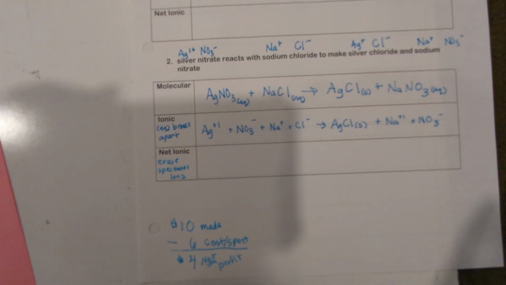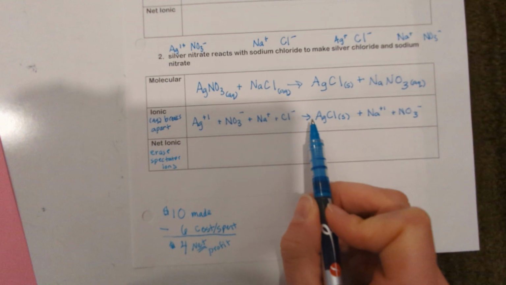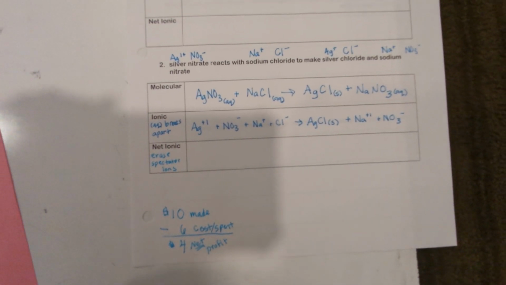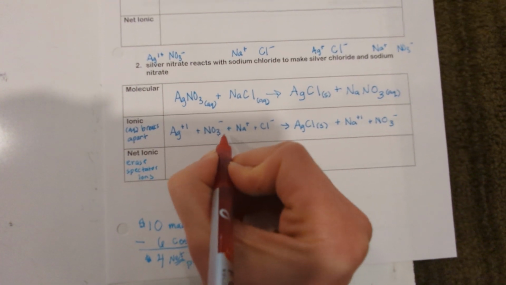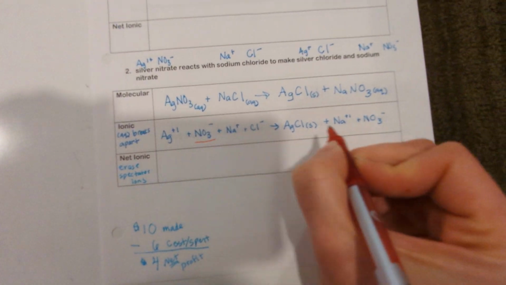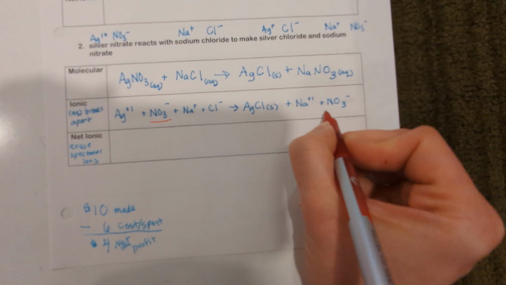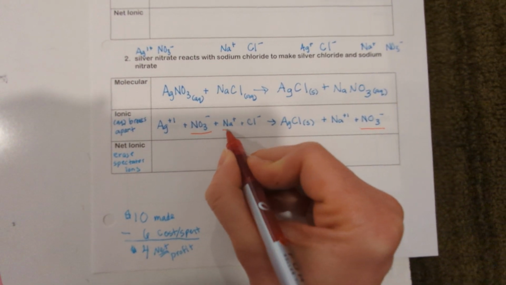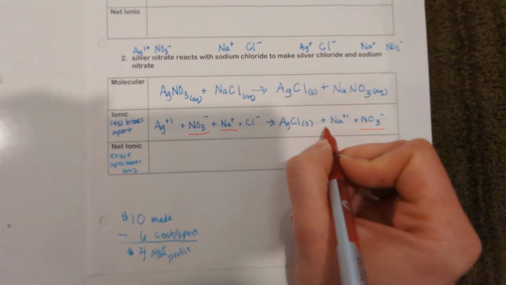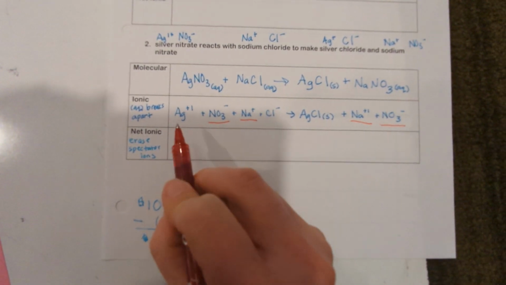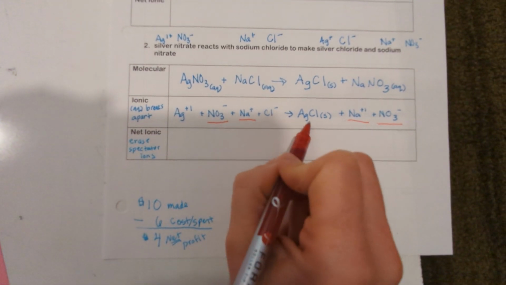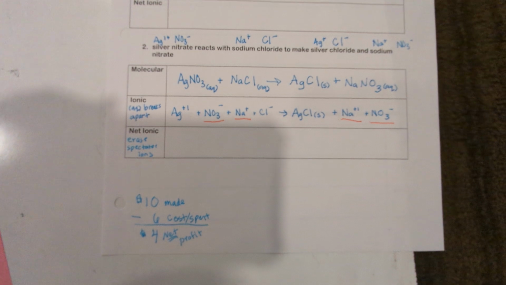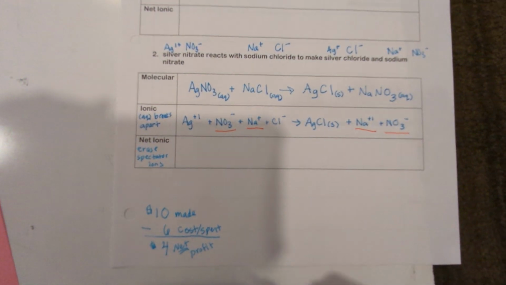How do you know what it is? They look exactly the same on the left and the right side of the equation. So if you notice, there is an NO3 minus here and an NO3 minus here. There is an Na plus and an Na plus. Ag plus? No, that looks different. So we're not going to include those spectator ions, and we're just going to carry down anything left.